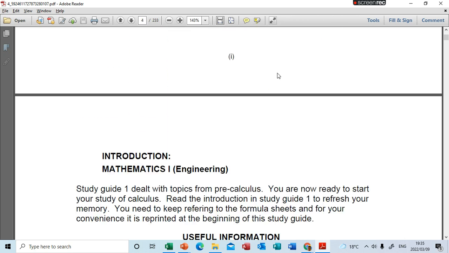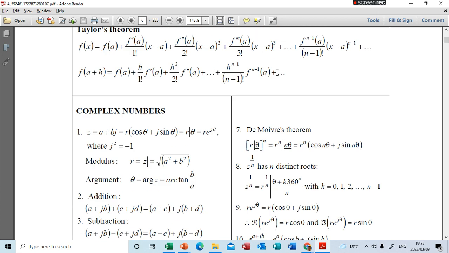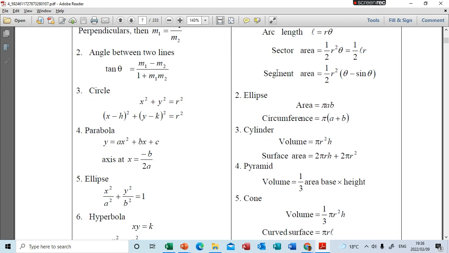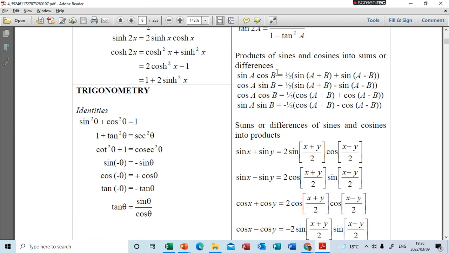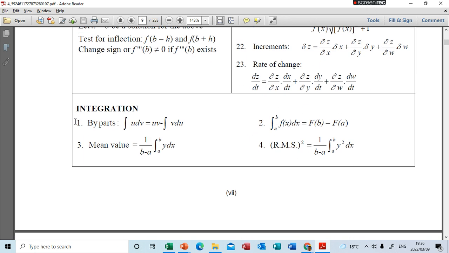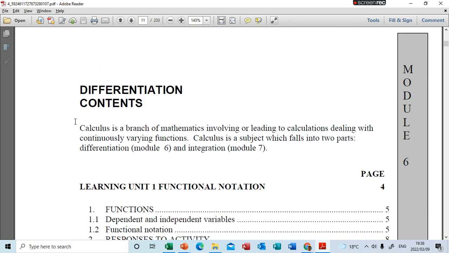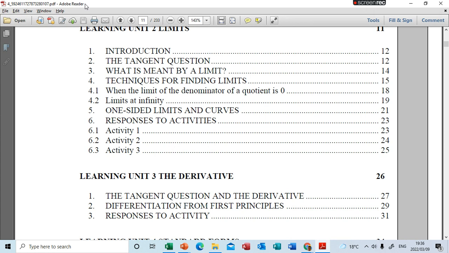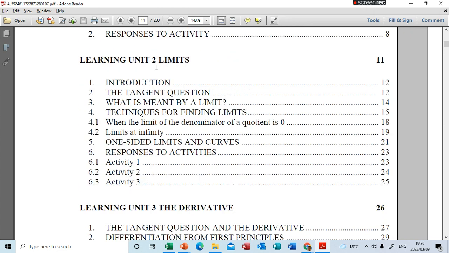Limits are easy, guys. I'm not gonna spend more time on limits. They are very easy. You see, this is the formula for limits. Formula number 1 under differentiation. Remember, study guide 2. Study guide 2 it's differentiation and integration. That's all. So the one that we're gonna do now, it's limits.